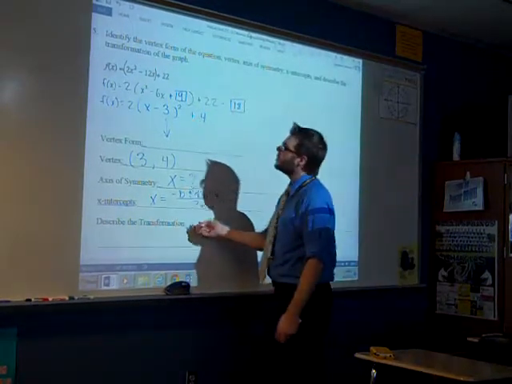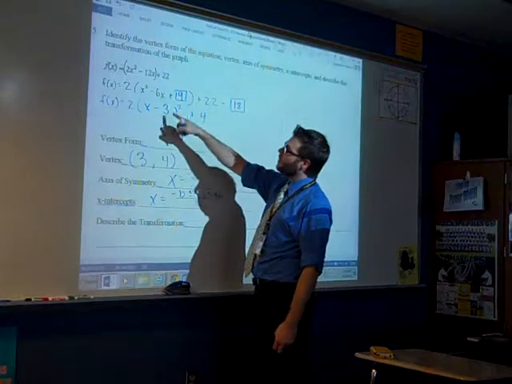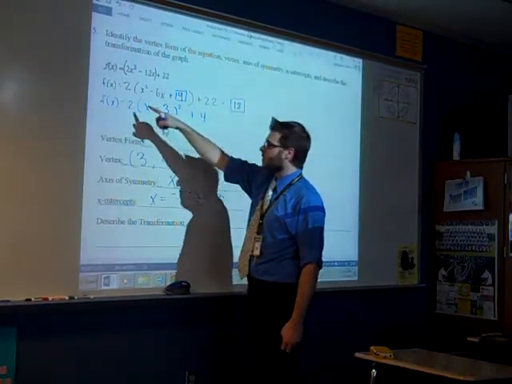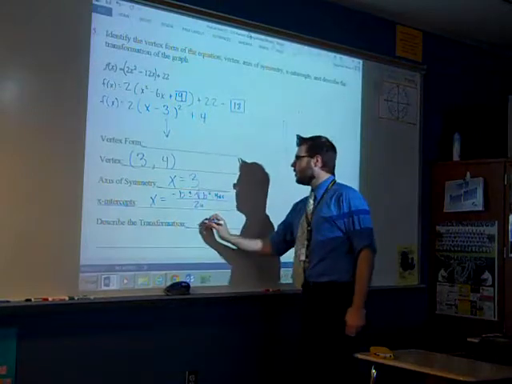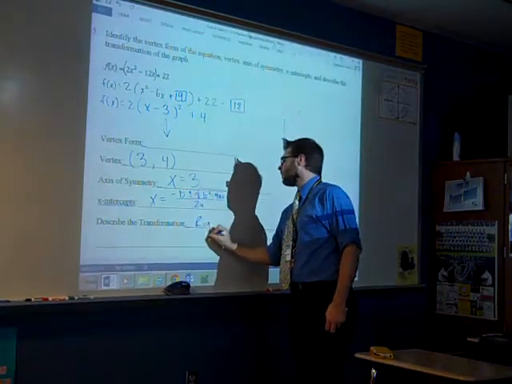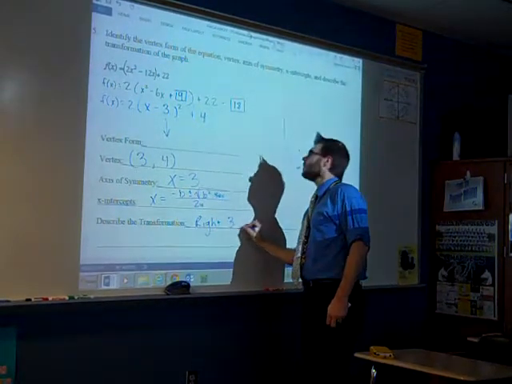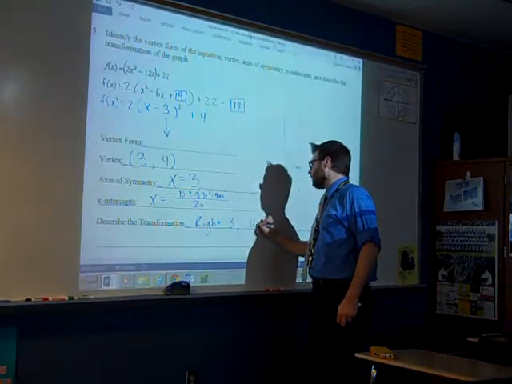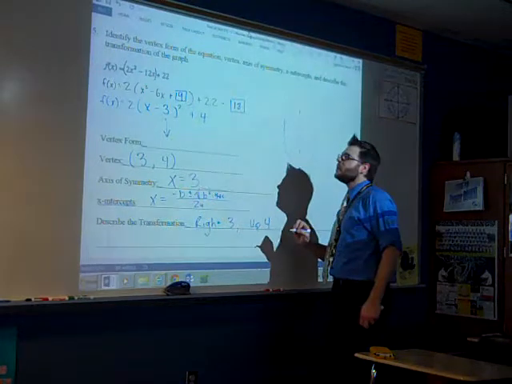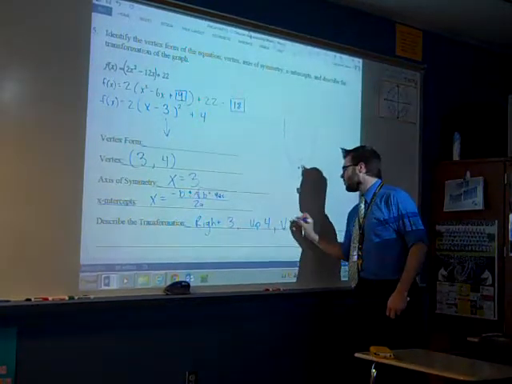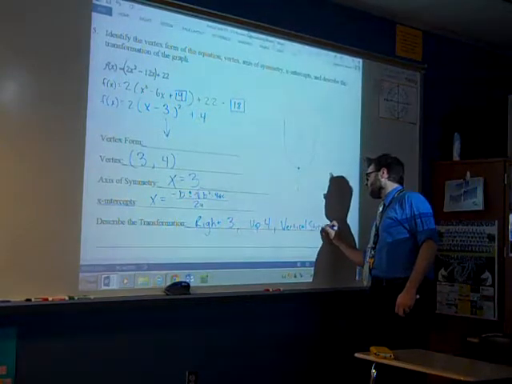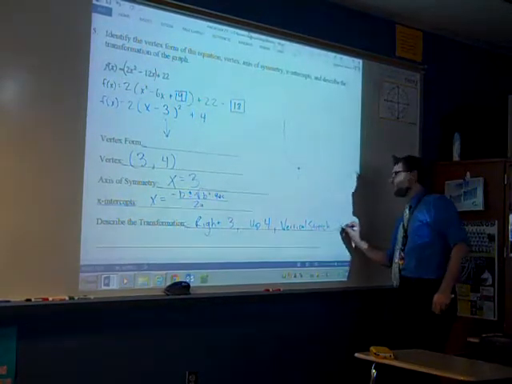Describe the transformation. This graph shifted right 3, up 4, and had a vertical stretch of 2, and that's just a little review. So right 3, left 4, not left 4, up 4. I would mess up right at the end of this one. And then a vertical stretch by a factor of 2.